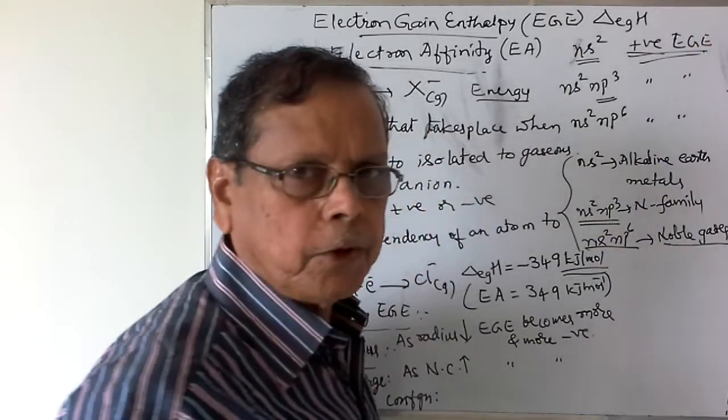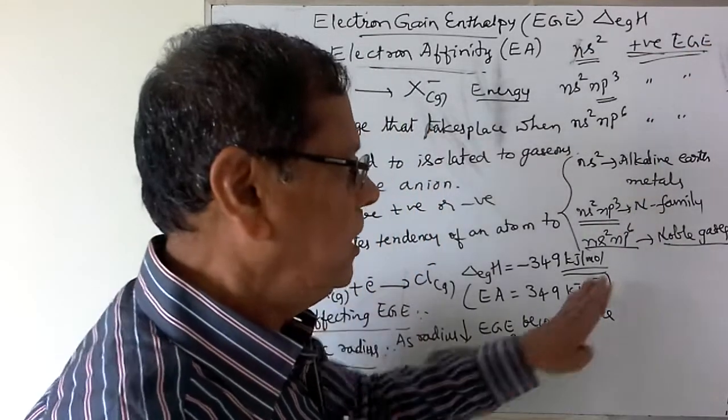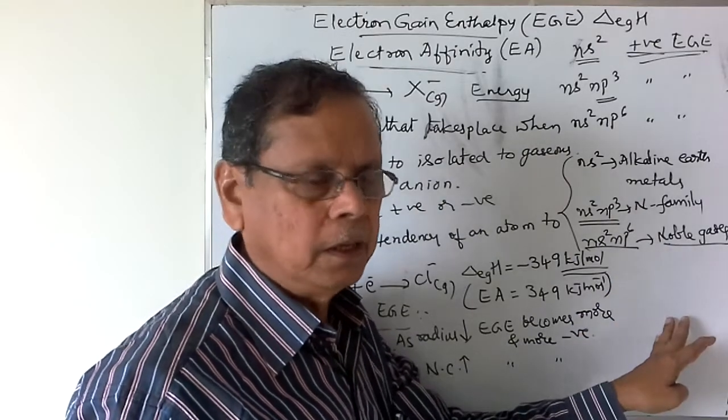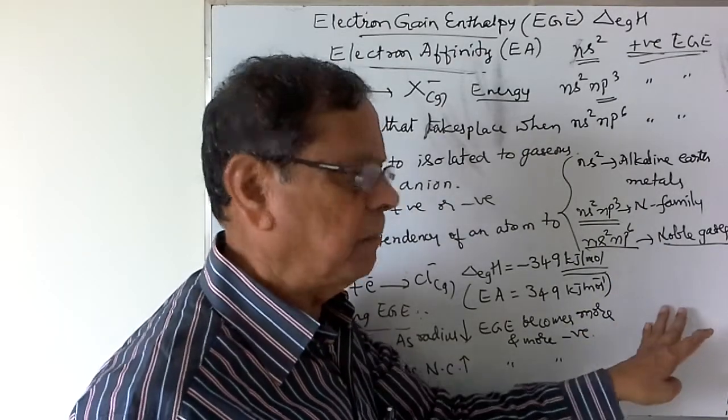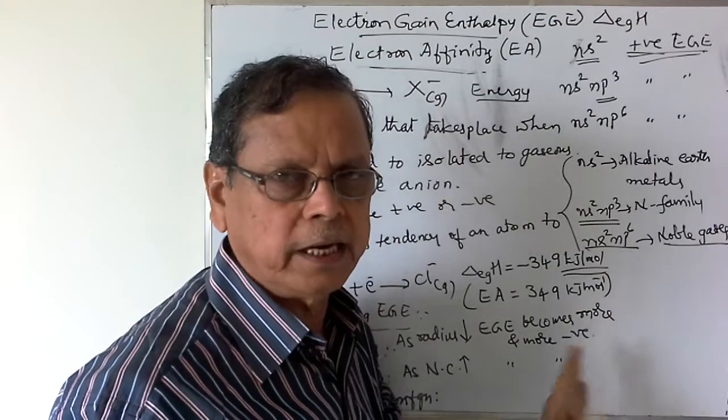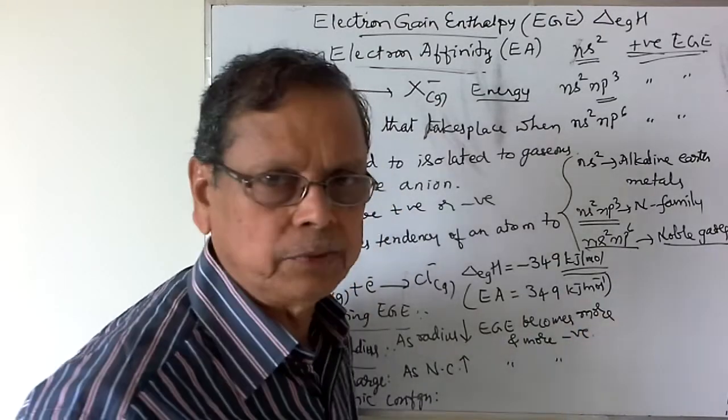How this electron gain enthalpy varies across the period and down the group, along with the graphical representation of the electron gain enthalpy variation across and down the group, we will consider in the next video.